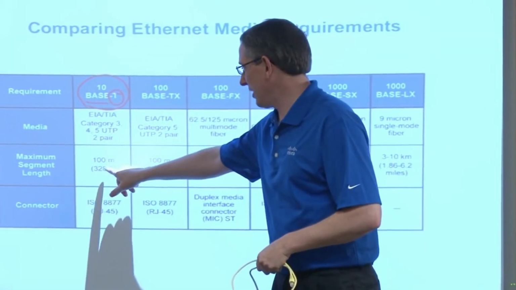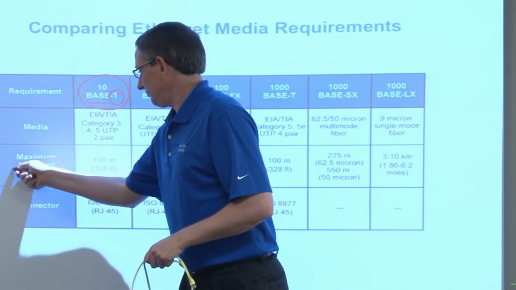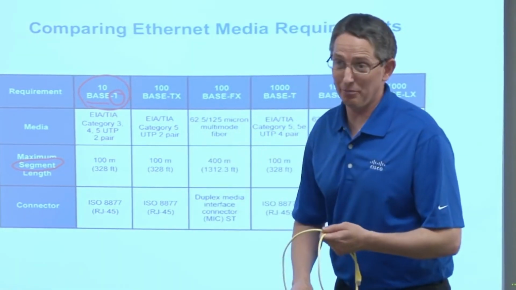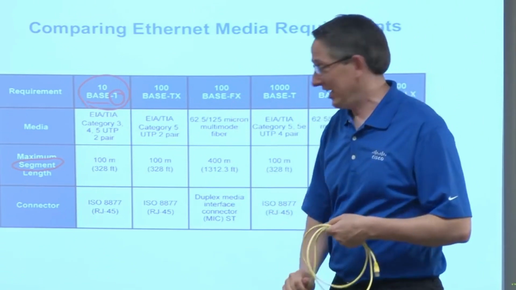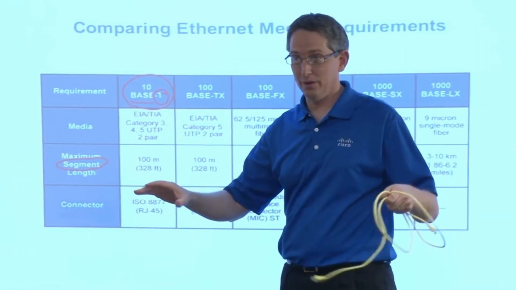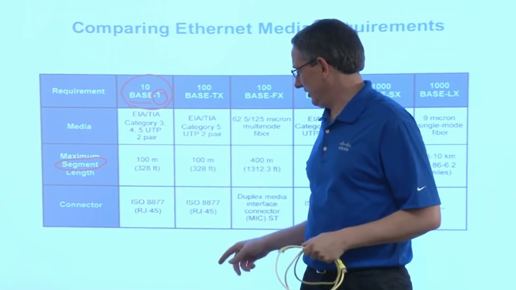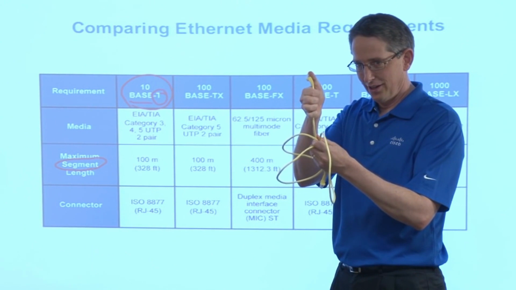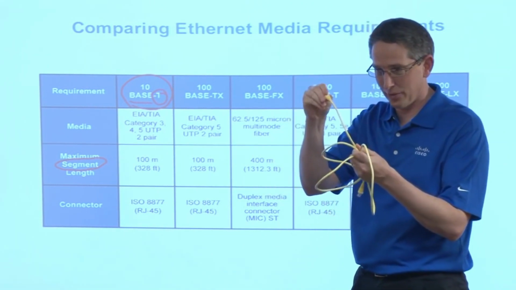There's our maximum segment length. Notice the word segment here. You'll add that to our dictionary of things that the word segment might mean, because at layer 4 of the OSI model, segment is a section of data. Here we're talking about a run of cable. And there is the ISO 8877 term for the connector type for 10BaseT, which is the RJ45 connector. That's just the actual way to terminate it. Everything else follows that same set of rules.